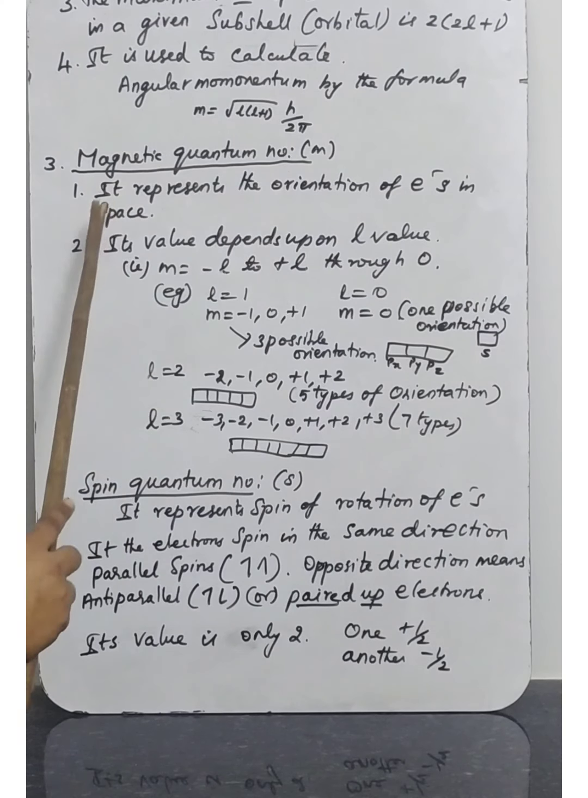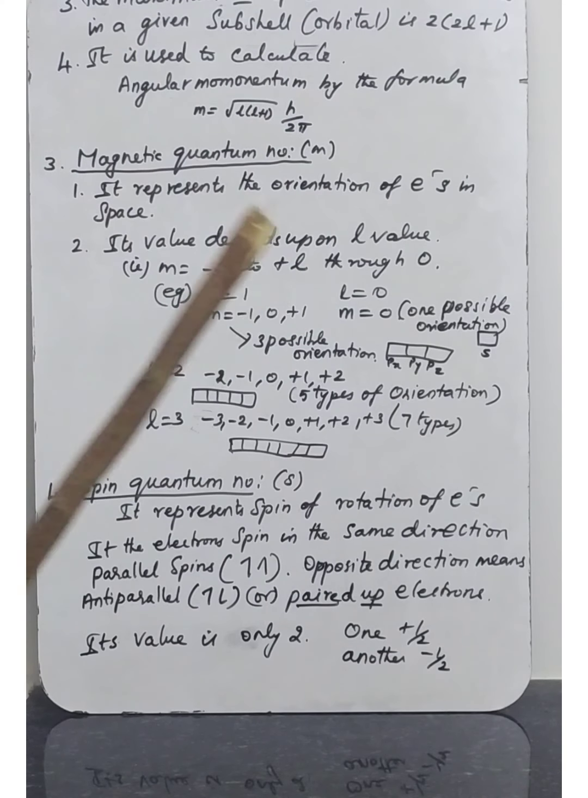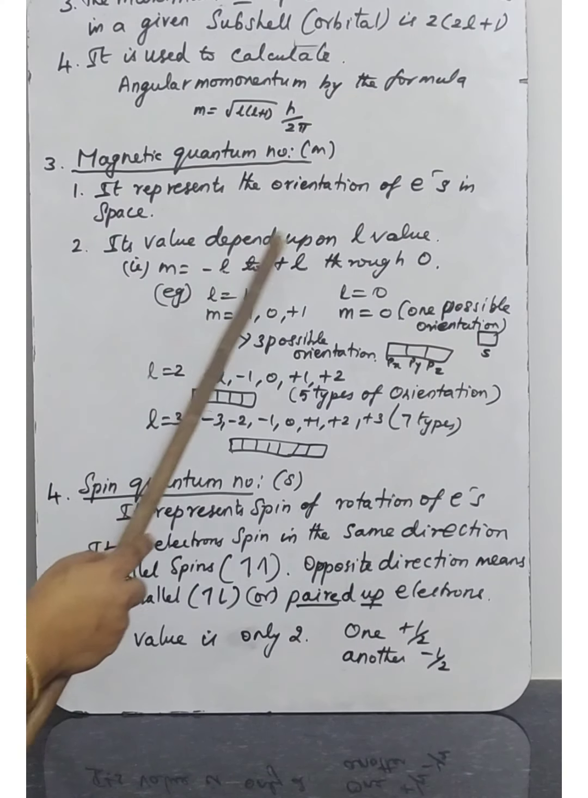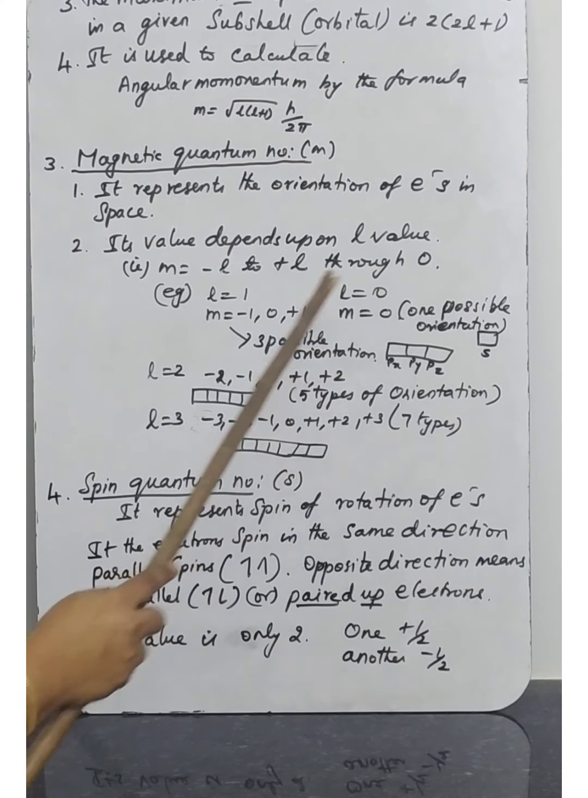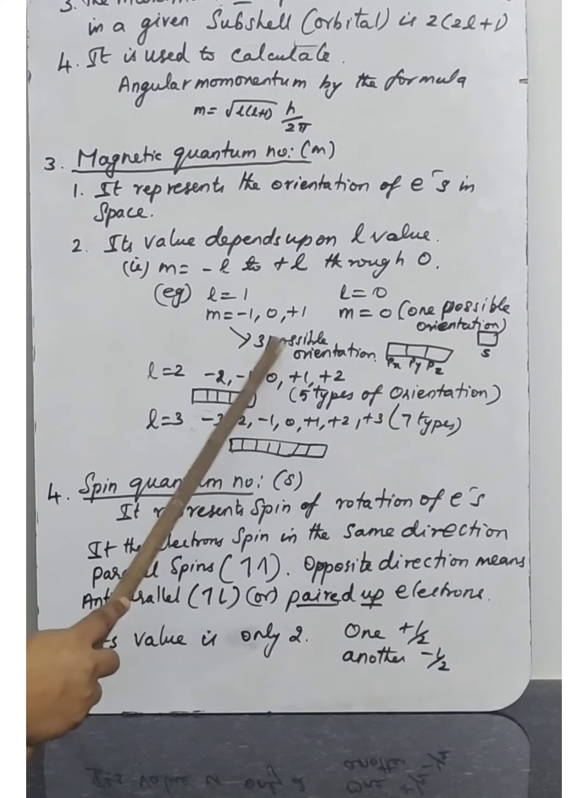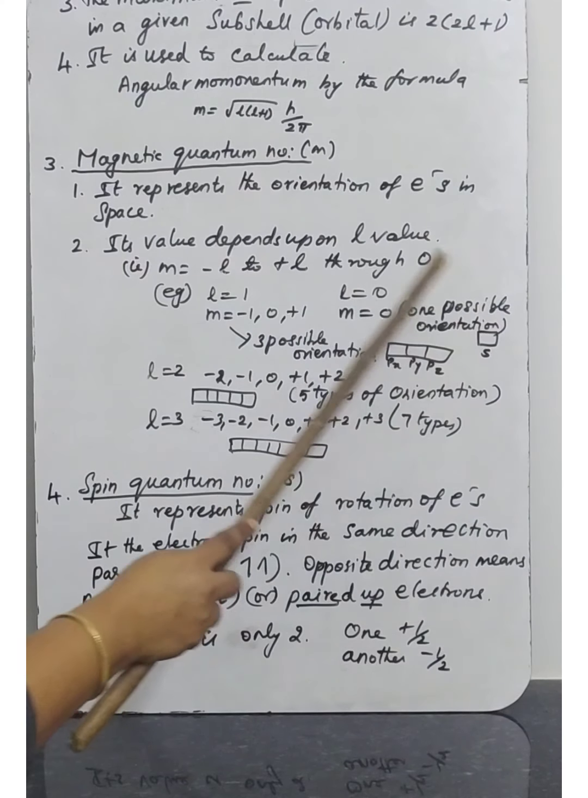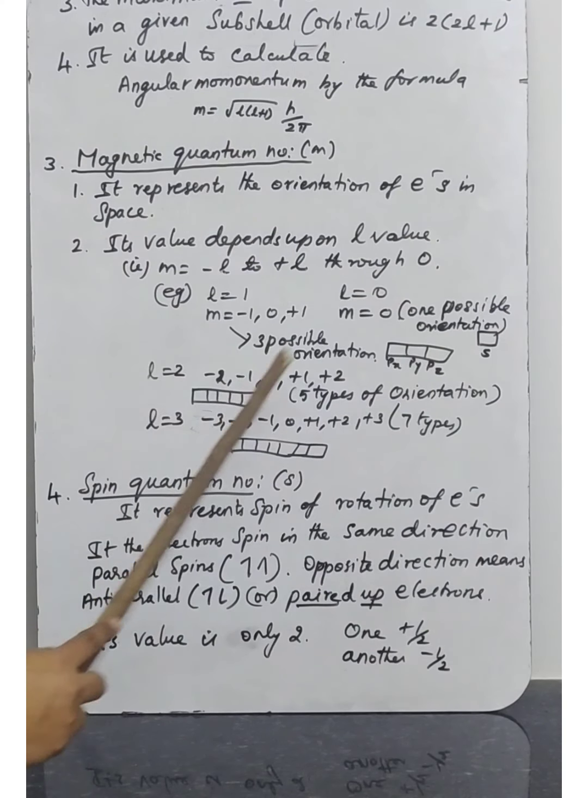Okay, so it represents the orientation of electrons in space, that is the spatial arrangement of electrons. Next, its value depends upon the l value. So m is equal to -l to +l through 0. If l value is 1, what are the possible orientations? And if l value is 0, 2, or 3?